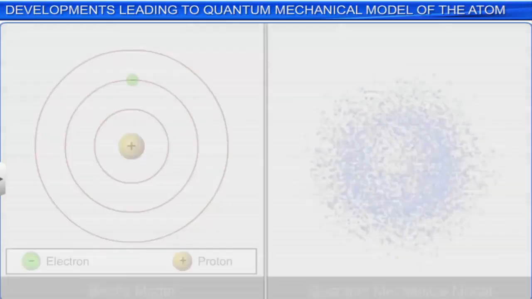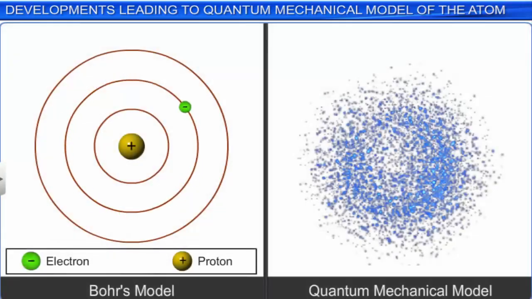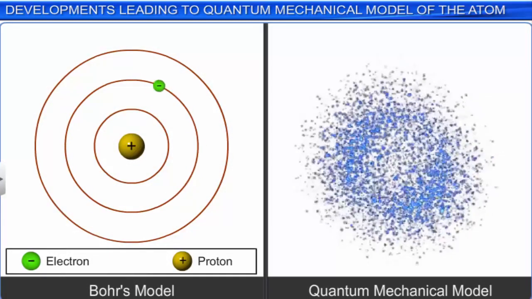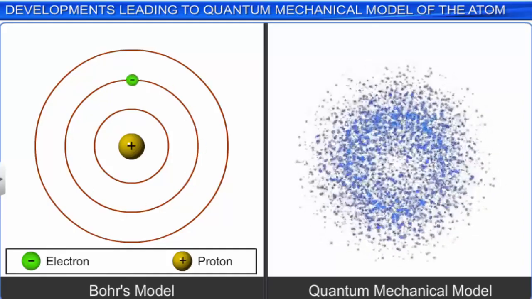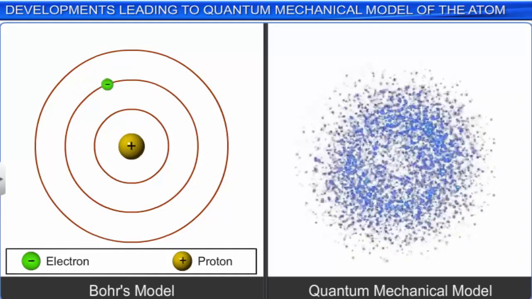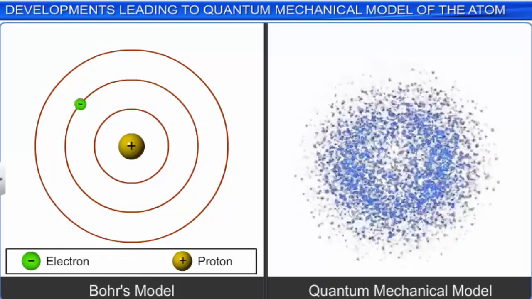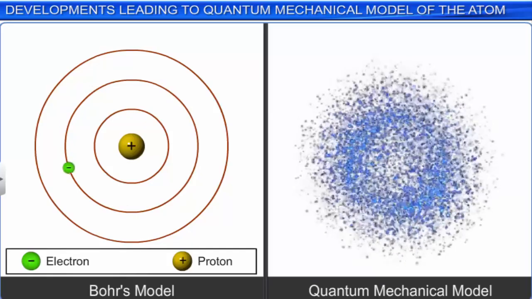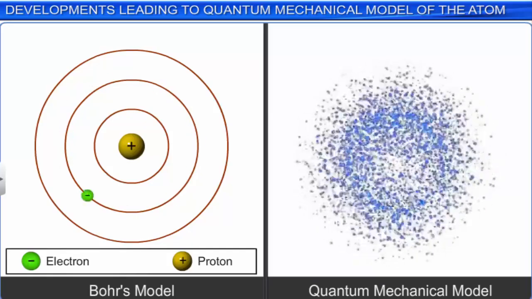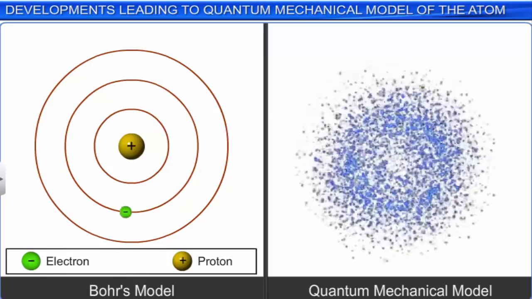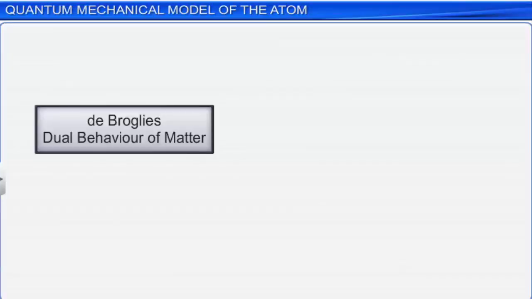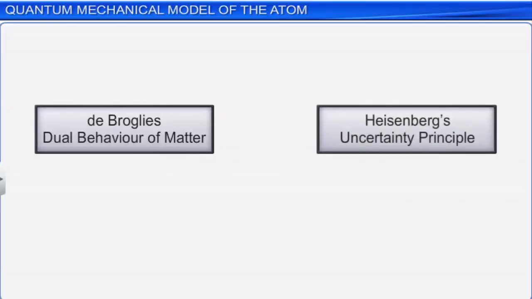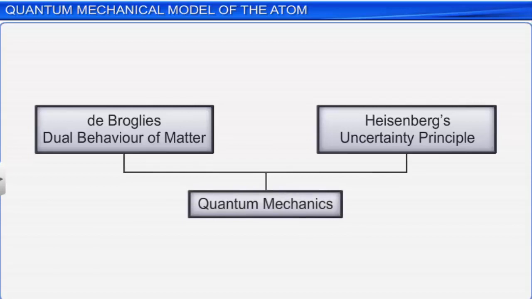Due to these inherent weaknesses in Bohr's model, a need arose for an atomic model which could account not only for the dual nature of electrons, but also be consistent with Heisenberg's uncertainty principle. This search led to the advent of quantum mechanics. De Broglie's dual behavior of matter and Heisenberg's uncertainty principle gave birth to a completely new branch of science called quantum mechanics.